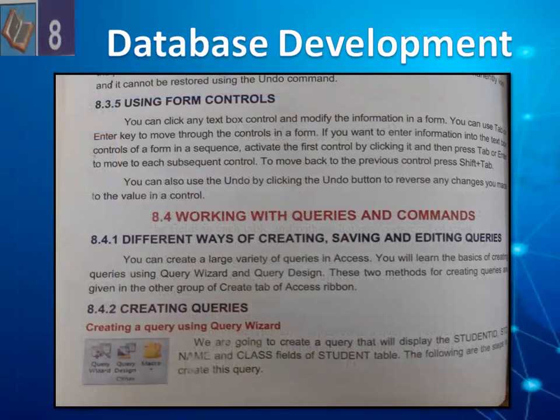So, different ways of creating and saving queries. You can create a large variety of queries in Access. You will learn the basics of creating queries using Query Wizard and Query Design. These two methods for creating queries are given in the Queries group of the Create tab of the Access ribbon. Create a query using a Query Wizard. So dear students, now we will continue this topic with the help of practical, how you can create a query by using a Query Wizard and a Query Design view. So let's start with the practical.